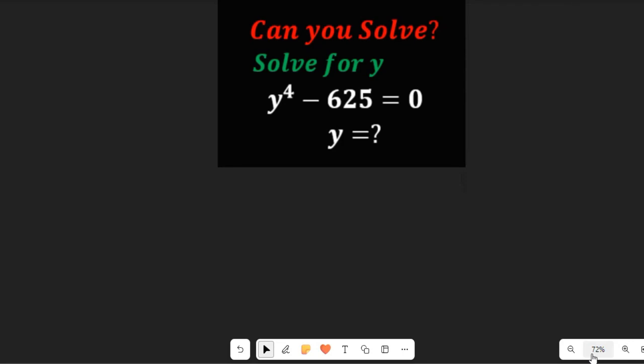Hello, together let's solve this expression. We're asked to solve for y in y to the power of 4 minus 625 equal to 0.